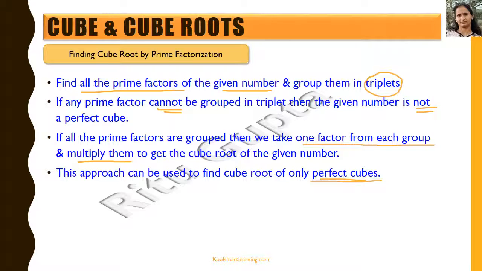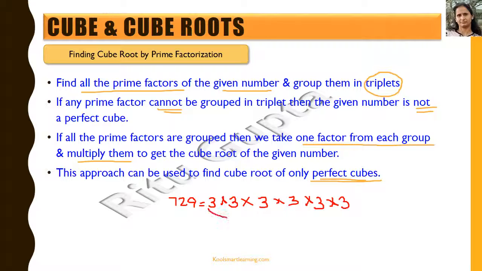Now let's take an example. We take the example of 729. If we start factorizing it into its prime factors, we get 3 multiplied by 3 multiplied by 3 multiplied by 3 multiplied by 3 multiplied by 3. So this is what we get if we factorize 729 into its prime factors.